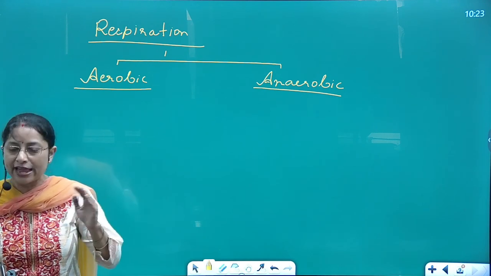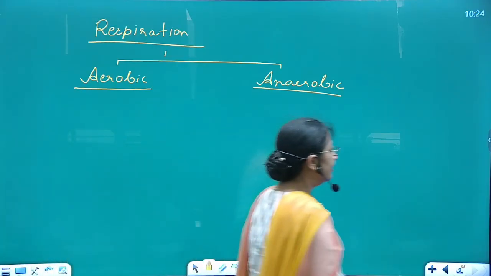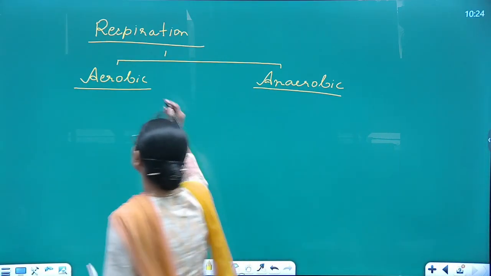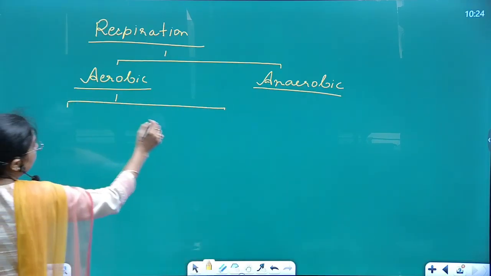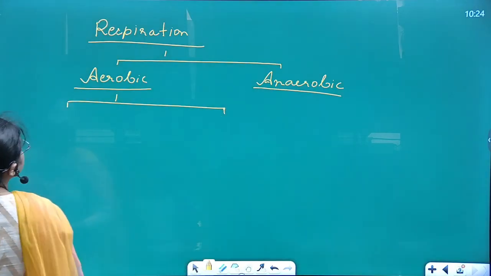There are certain aerobic bacteria and certain anaerobic bacteria. Again, the aerobic and anaerobic bacteria have been classified under 2 categories. We have 2 more words: obligate and facultative.